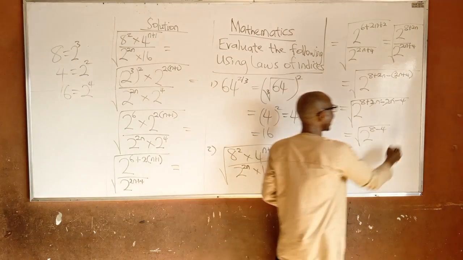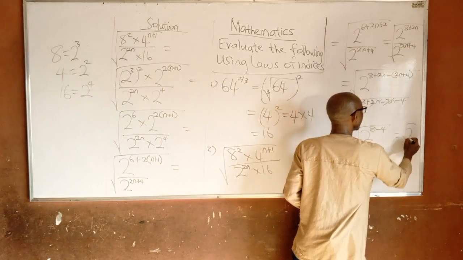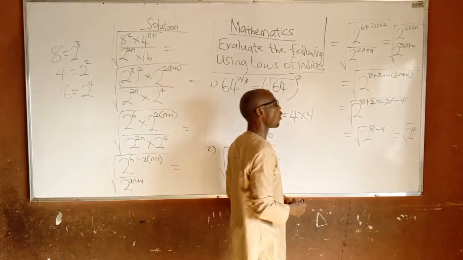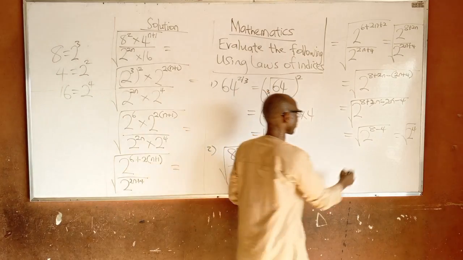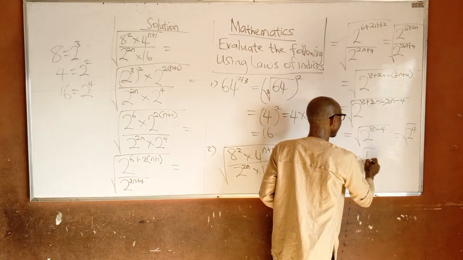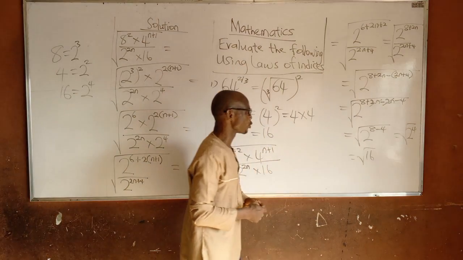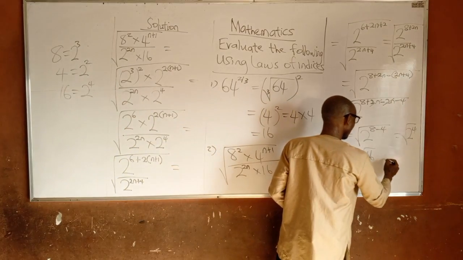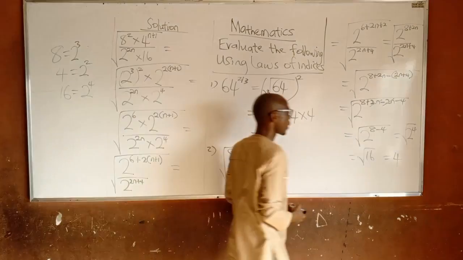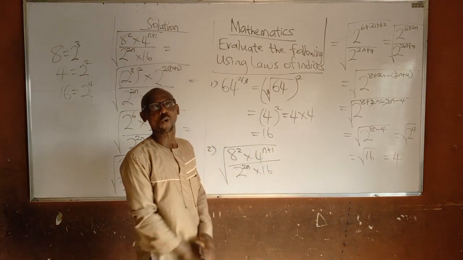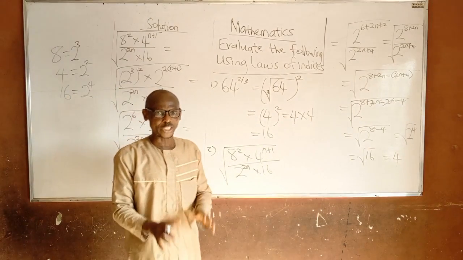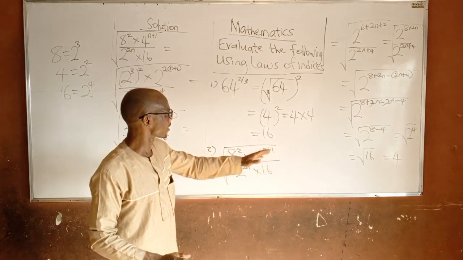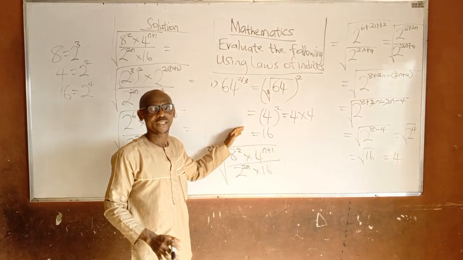2 raised to power 8 will give us what? 2 raised to power what? 4. And what is 2 raised to power 4? 2 raised to power 4 is equal to 16. Which is the square root of 16, which is equal to what? 4. So our answer is equal to 4. We have used the principles or laws of indices to evaluate this question.